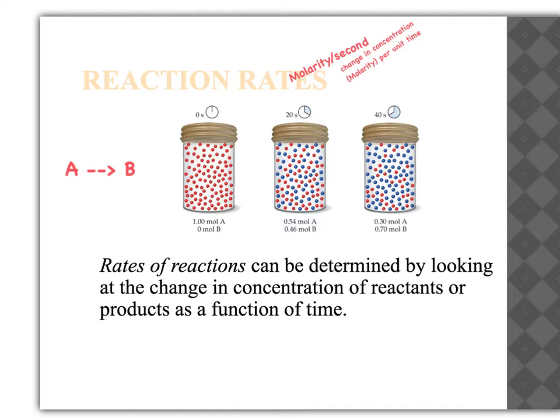Notice that the sum of concentrations is still equal to 1 mole. That's because for every mole of B that is produced, 1 mole of A is consumed. We could express our reaction rate by looking at the disappearance of a reactant over time, or we could look at it as the appearance of product over a period of time.